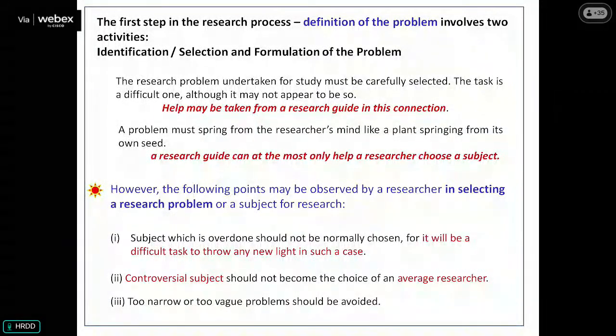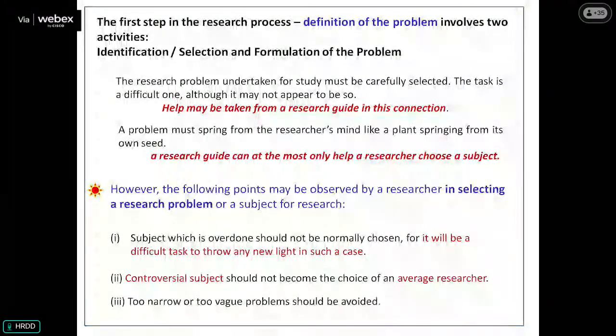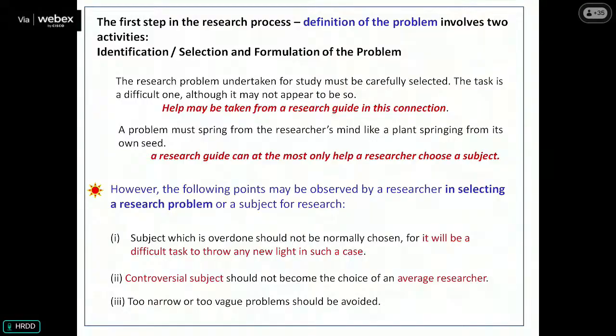So gap area is another term. Controversial subject should not become a choice of average researchers. Okay. So they are telling two terms: controversial subject and average researcher. Somebody who is very intelligent can select a controversial subject, because a lot of in-depth knowledge and investigation is required to come out with a solution where there is some controversy. So there are some dark areas in some topics.